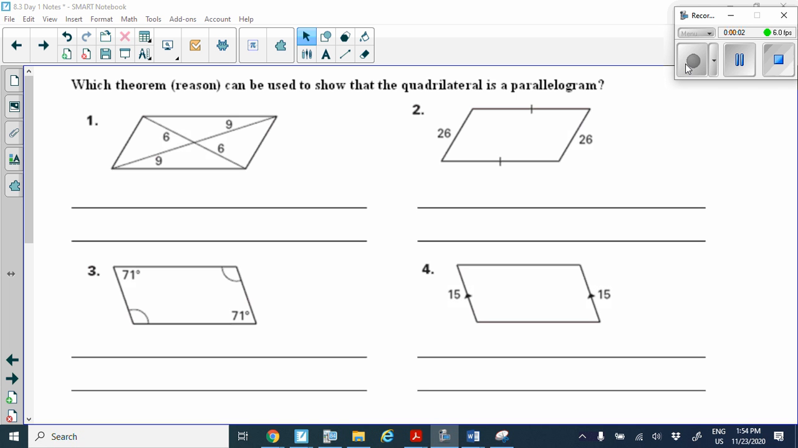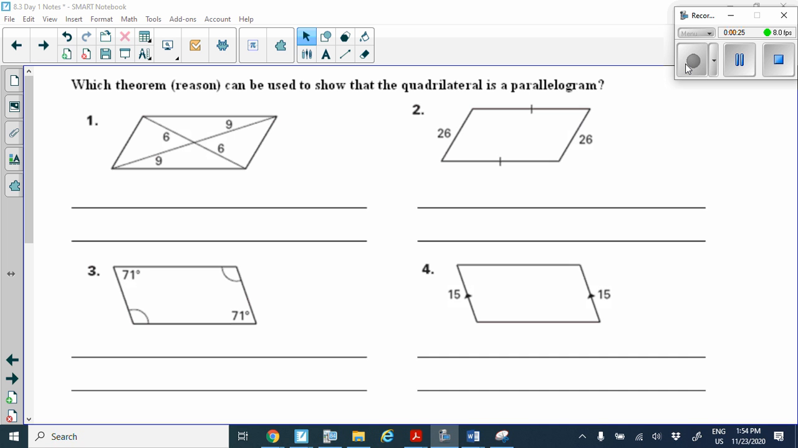Hey guys, so here's part 2 of the 8.3 day 1 notes. We are going to basically say which theorem or reason can be used to show that the quadrilateral is a parallelogram. Now, when we went through all of those properties, you might notice that those theorems are probably different numbers than the theorems that we saw in 8.2.